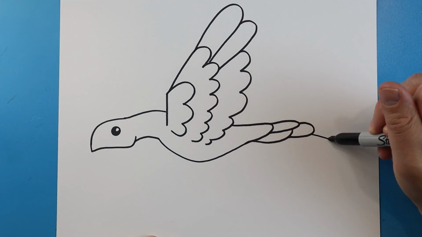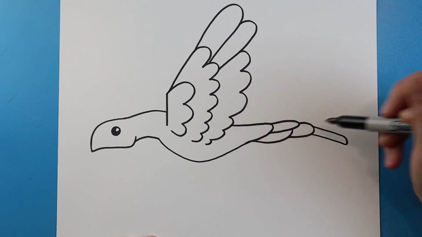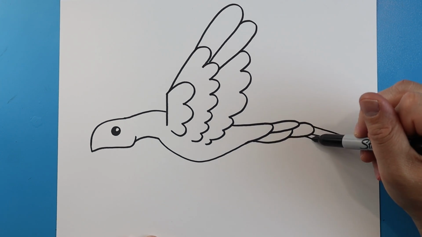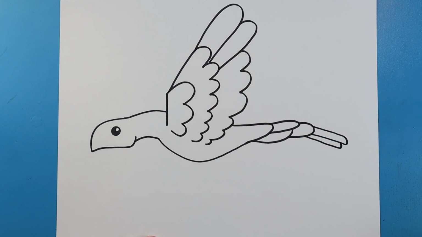Now to end this, we'll draw a line that goes down. It's going to go up and come back. Next we'll add one more. It goes down and then up for the tail.